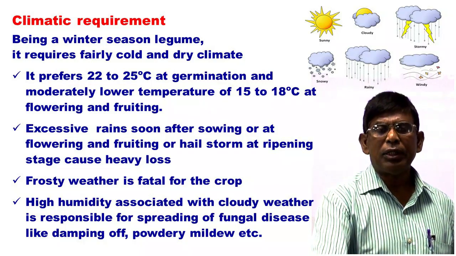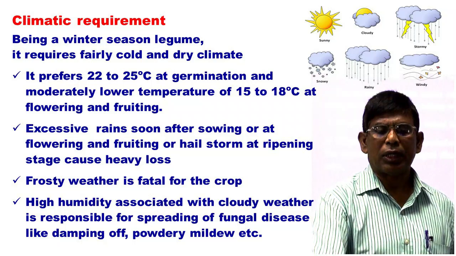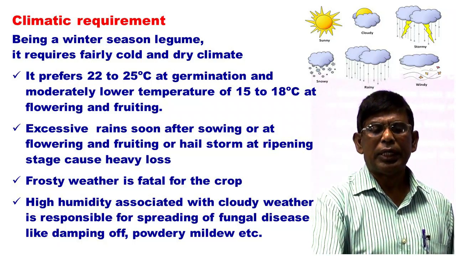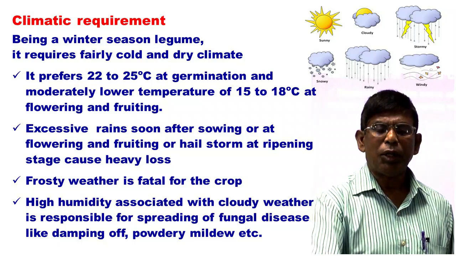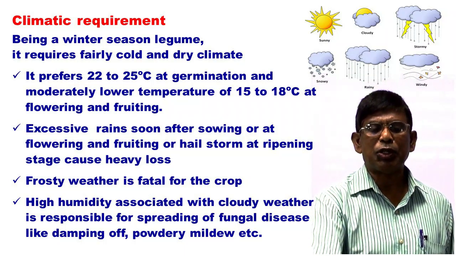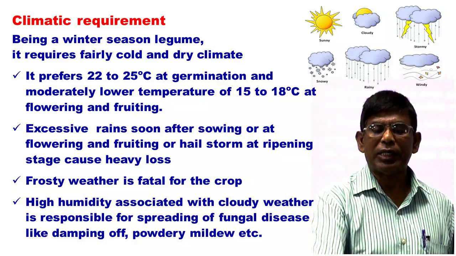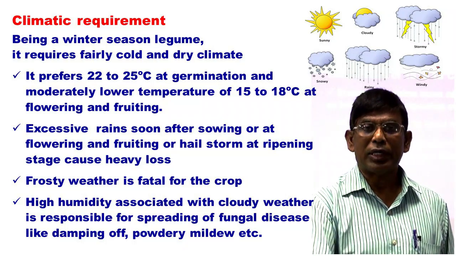Hailstorm at the ripening stage also severely hampers crop production. Frosty weather is also fatal for this crop. High humidity associated with cloudy weather is responsible for spreading fungal diseases like damping off, powdery mildew, etc.